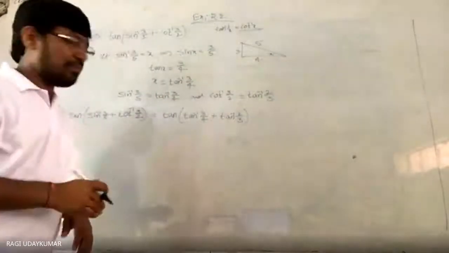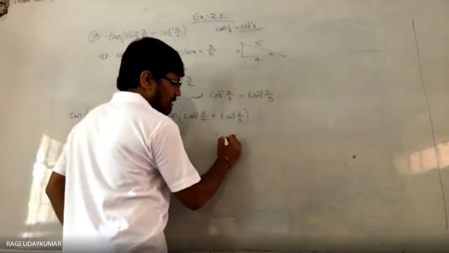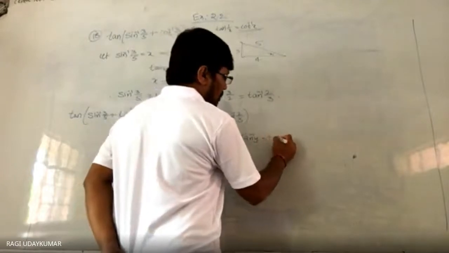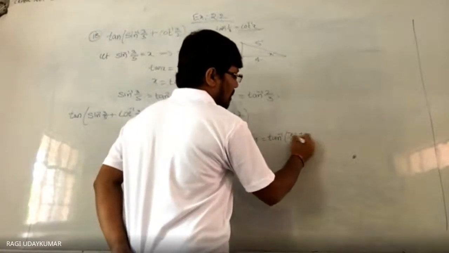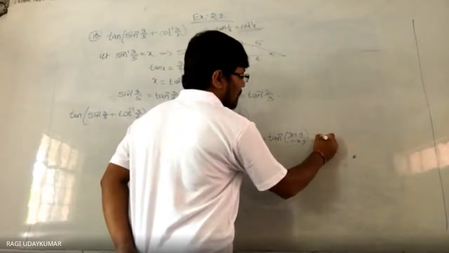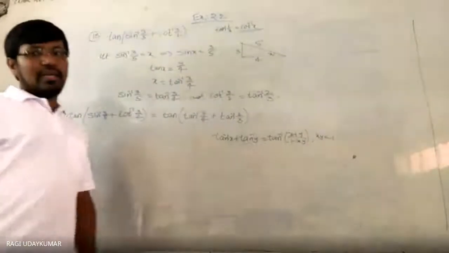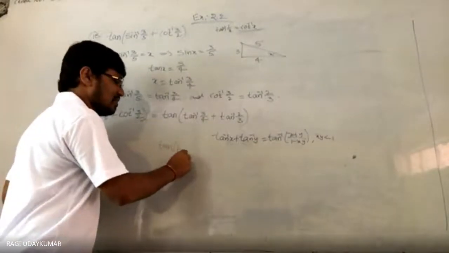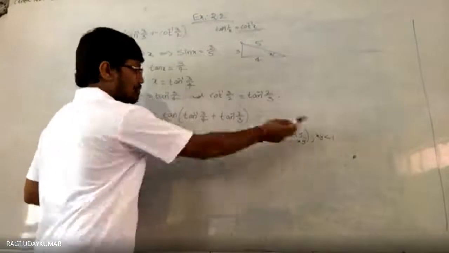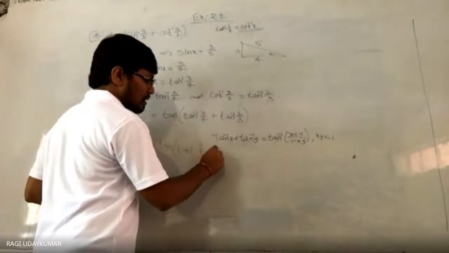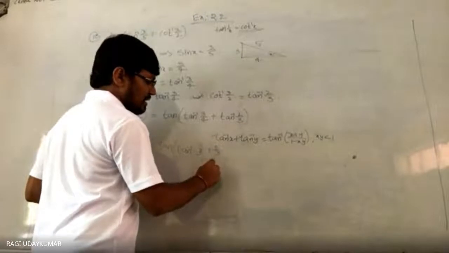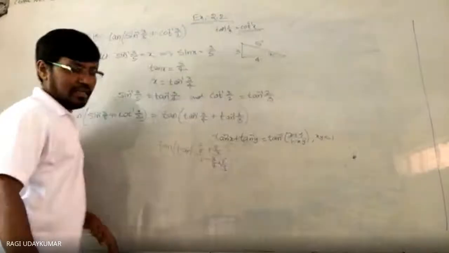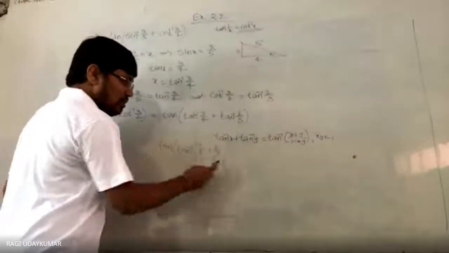So if you get less than 1 only, then you can apply this identity. Tan inverse x plus tan inverse y is equals to tan inverse of x plus y by 1 minus xy, if xy is less than 1. Here also x into y is less than 1. So if you take this one, the tan inverse of x plus y, 3 by 4 plus 2 by 3 by 1 minus 3 by 4 into 2 by 3. This we can simplify. This is simple I think.